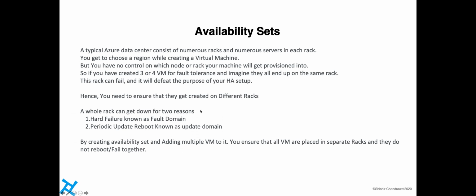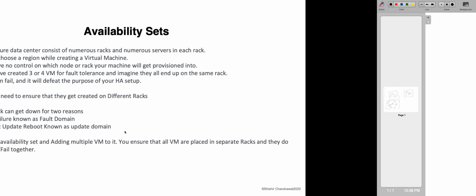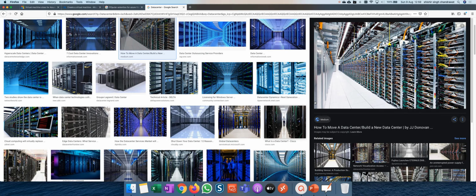Now a whole rack can get down because of 2 reasons. One, there is a hard failure. Somebody pulled the power off, or it got burnt, or something else happened. So there could be a hard failure. Or maybe there was a periodic update. So maybe they are doing a firmware update of this rack, or maybe they are doing some other work. So they are taking it down purposefully. Microsoft is aware of it.